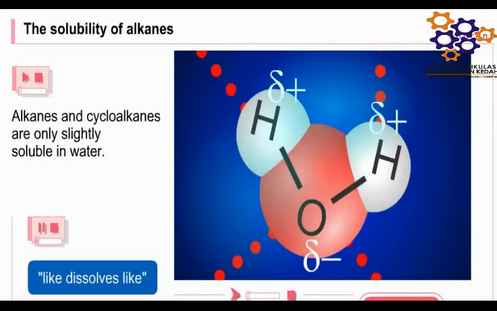Liquid alkanes and cycloalkanes are soluble in one another. Also, gaseous and solid alkanes can be dissolved in liquid ones. A good example is petroleum. Good solvents for alkanes and cycloalkanes are those with low polarity, like benzene or carbon tetrachloride.